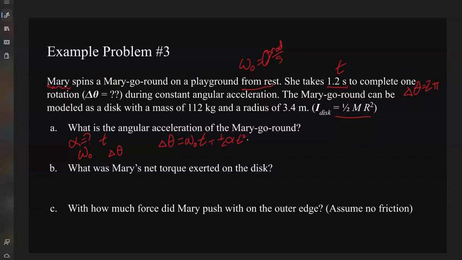Alpha t squared. All right. Now, if we just plug some of this stuff in, 2 pi is our angular displacement. We start from rest, so that whole term goes away to 0. 1/2, we are looking for alpha. Time was 1.2 seconds. So 1.2 seconds, and we can square that.